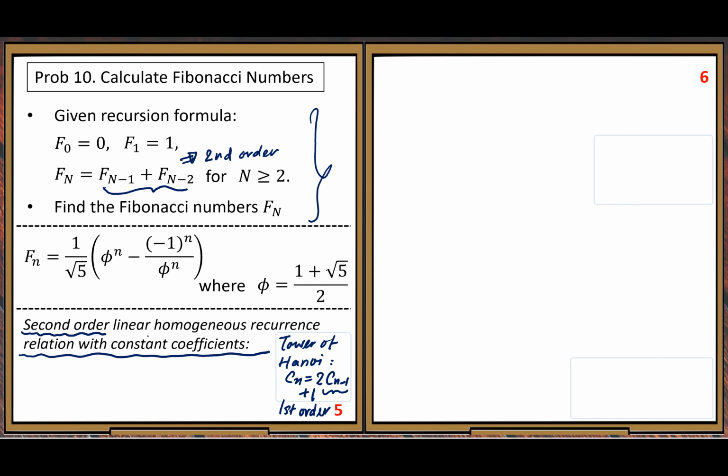Linear: to understand linear, you can see each term is a linear term. No squares; the exponent of each term is 1. So that's the linear term, and that's the reason we call it a linear equation.